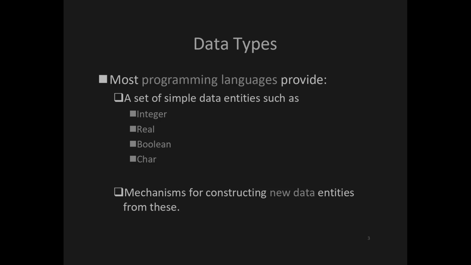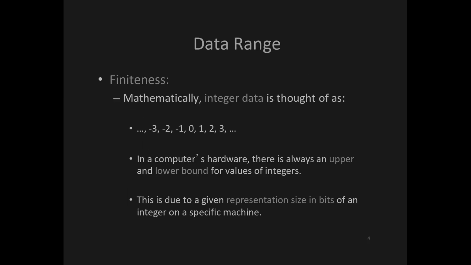No matter what language, this is always going to be the case. So you have integers, real numbers, usually represented by floating point approximations to real numbers rather than the actual real numbers. You also have Boolean values and characters. Just a set of examples, okay? And then you also have mechanisms for constructing new data types from these. So for example, by having a data type that is comprised of two integers. Okay, we'll see some examples of those later in the lecture.